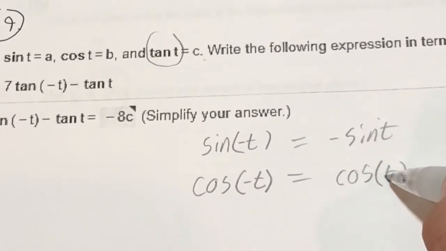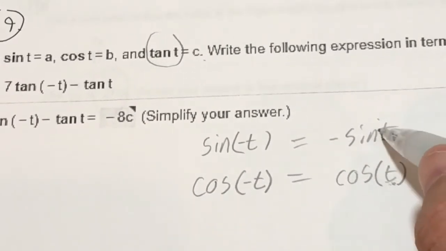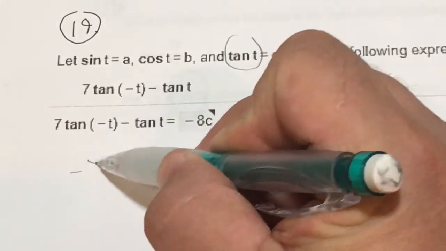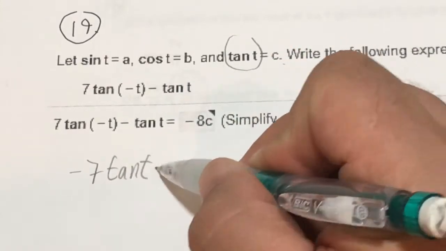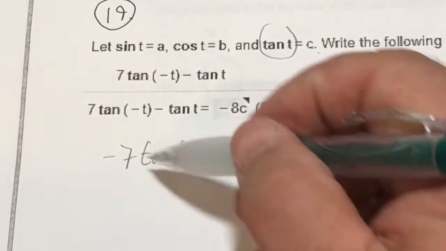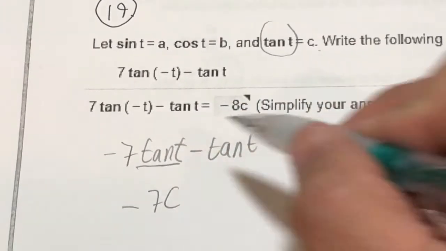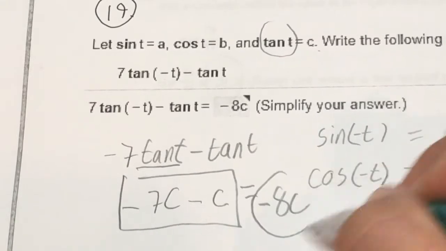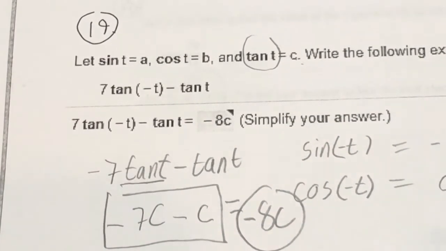Tangent is sine over cosine. Because it has the cosine in it, that comes out positive. But the sine comes out negative. So tangent of a negative number is going to give me negative 7 tan t minus tan t. And it tells me that tan t equals c. So that's going to give me a c value here. So it's negative 7c minus c. And that's just going to equal, combine my terms, negative 8c. This is the trick to know these two.